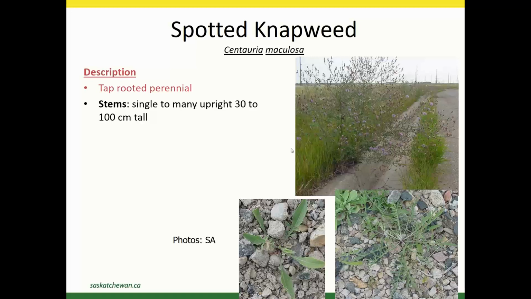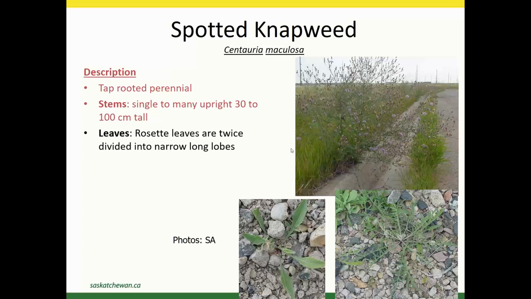Stems are very strongly branched, up to 1 meter tall, and you've got flowers at the end of each one of those branches. The branches themselves have fine hairs on them, and the whole plant has fine hairs on it, and that gives it a bit of an appearance of a ghostly gray color when you see it from a distance.